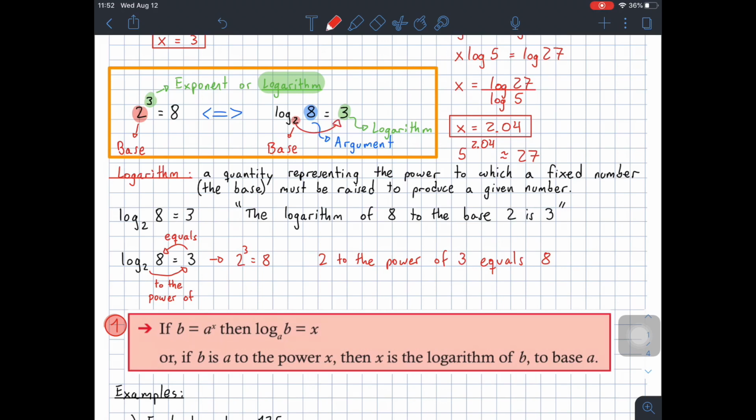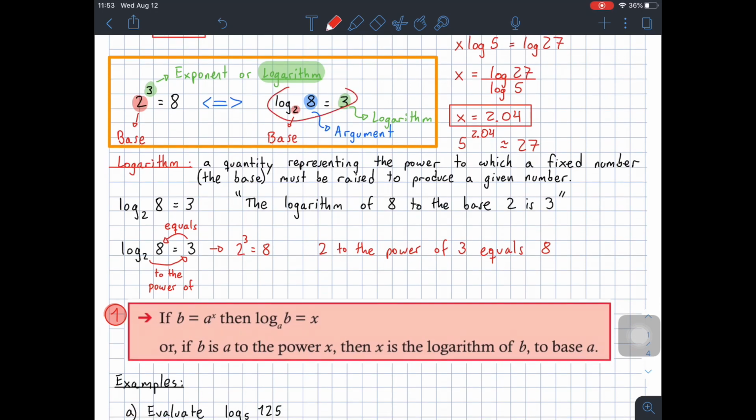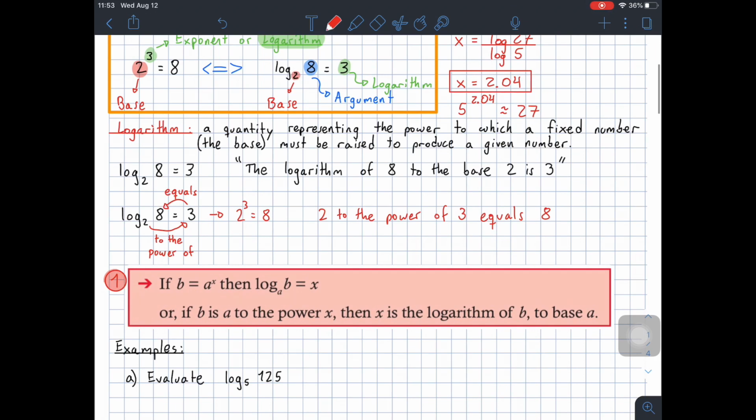Okay, so it's the quantity representing the power to which a fixed number must be raised in order to give a given number. Okay, so I think the concept is clear now that we can see this expression here. Here we have the same example. Log base 2 of 8 is equal to 3. How do we read this? The logarithm of 8 to the base 2 is 3.